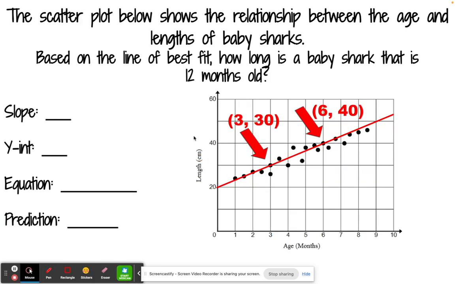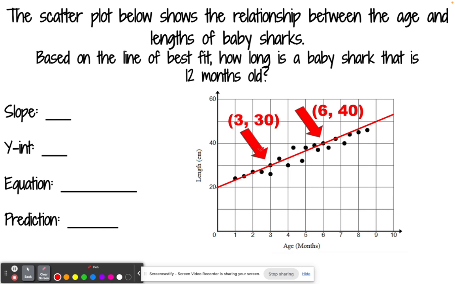Okay, let's look at this one. It says the scatter plot shows relationship between age and lengths of baby sharks. That seems like a fun one. Usually, the older you get, the bigger you're going to get for a shark. I'm not sure if they have a time where they stop growing in length, whereas humans do.